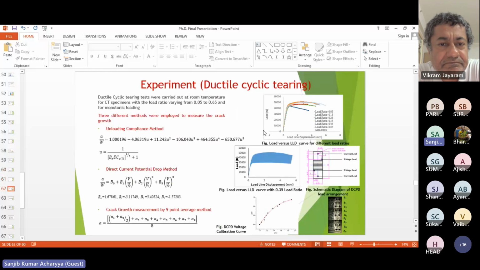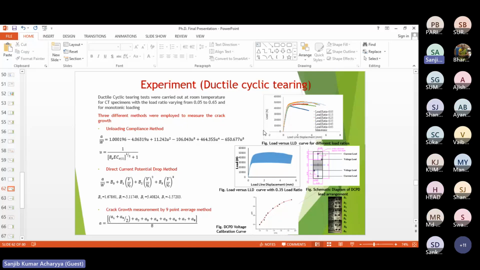This part is not peer reviewed, this experiment for ductile cyclic tearing. So I am not going to present it, but we have done it. Only the thing that we have done here, we have executed the fracture toughness testing with a different extent of unloading. And from this, the unloading part will be a representative parameter of R ratio, because depending on the Pmax and Pmin, this R ratio can be varied.